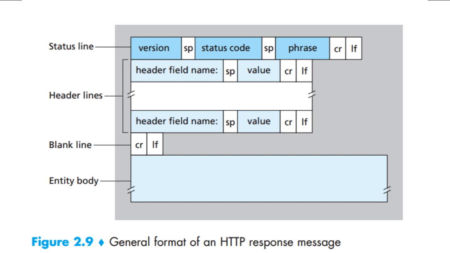Some common status codes and associated phrases include 200, OK: request succeeded and the information is returned in the response. 301, Moved Permanently: the requested object has been permanently moved. 400, Bad Request: this is a generic error code indicating that the request could not be understood by the server. 404, Not Found: the requested document does not exist on this server. 505, HTTP Version Not Supported: the requested HTTP protocol version is not supported by the server.